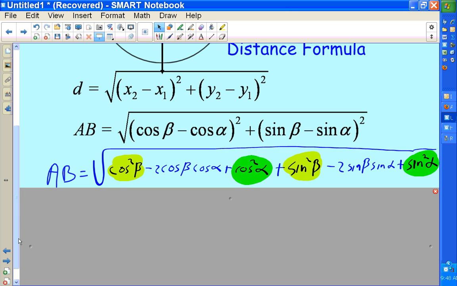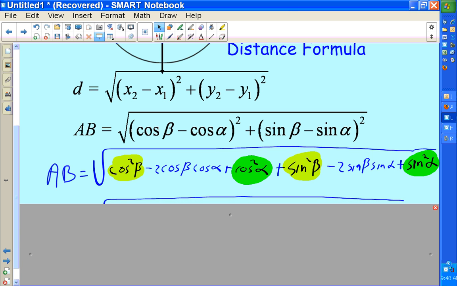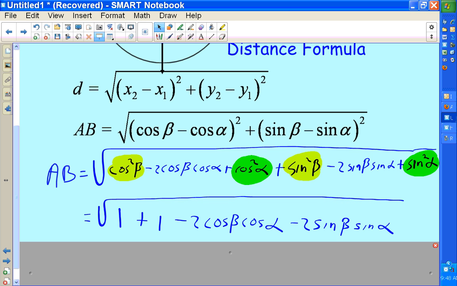Now in yellow, you have a cos squared beta and a sine squared beta. What's that give you? 1. And in green, cos squared alpha plus sine squared alpha. How much is that? It's 1, yes. So in yellow you get a 1, in green you get a 1. That's the Pythagorean identity. Sine squared plus cos squared, or cos squared plus sine squared, is equal to 1, as long as you're using the same angle.